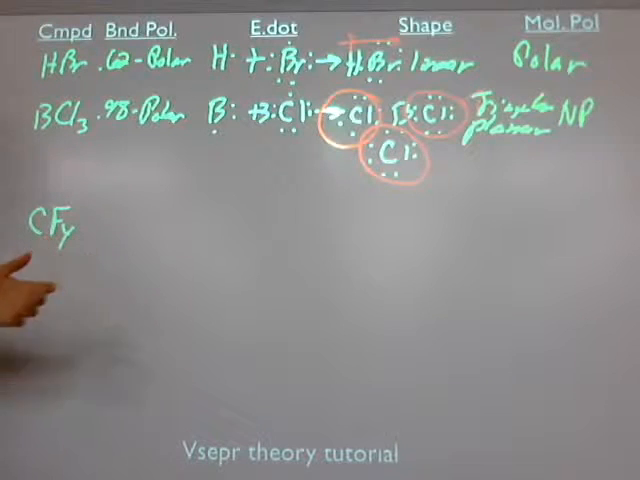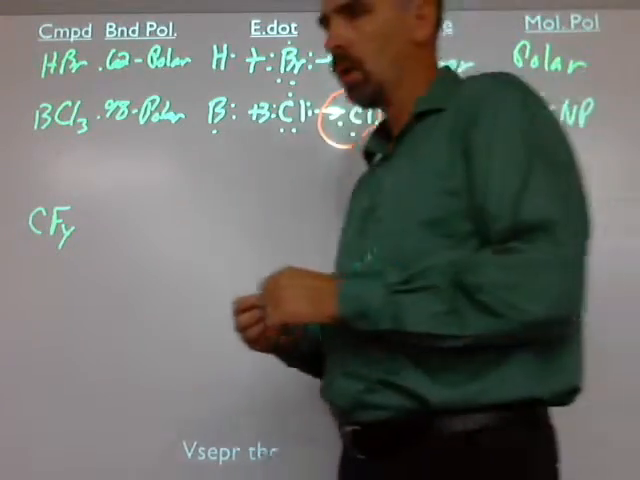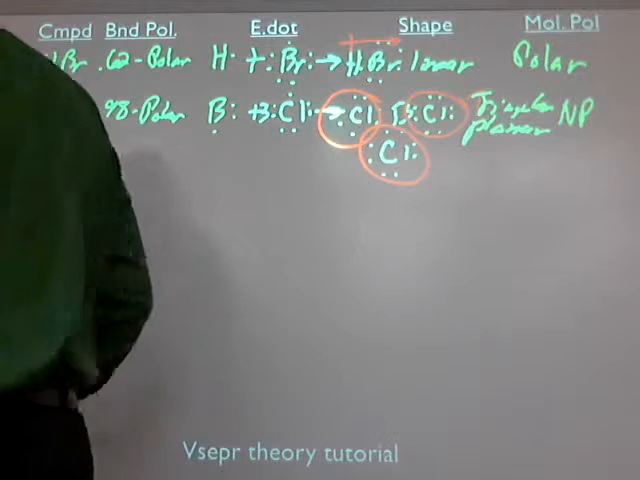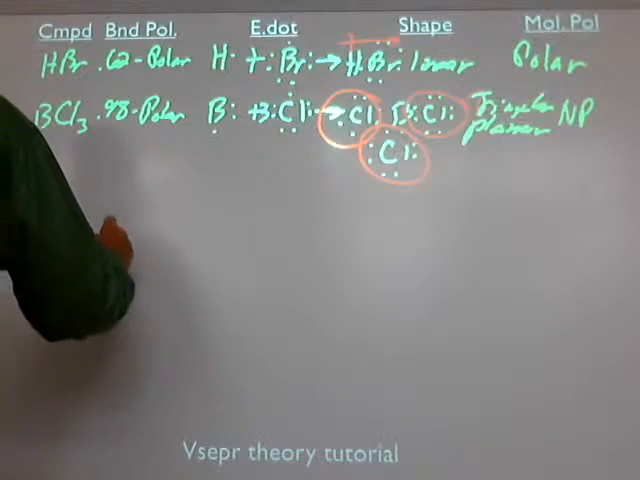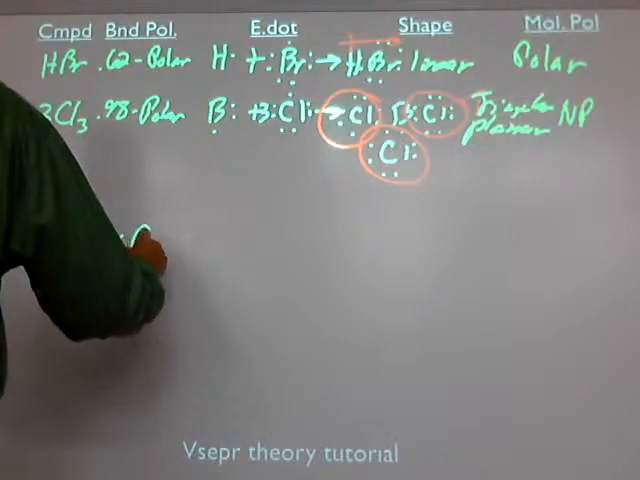First off, look up the C and F and tell me what kind of electronegativity difference you have between them. Just 1.4? Okay, 1.44. And either way, that makes it polar.